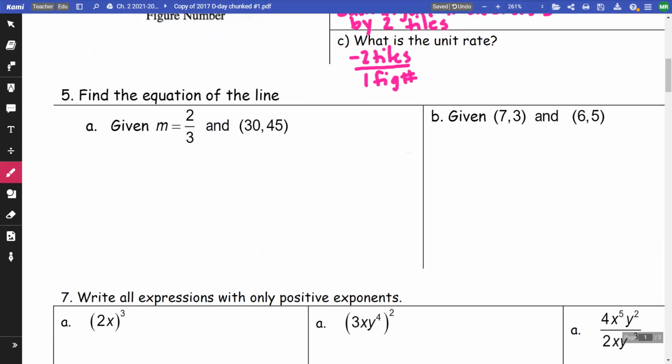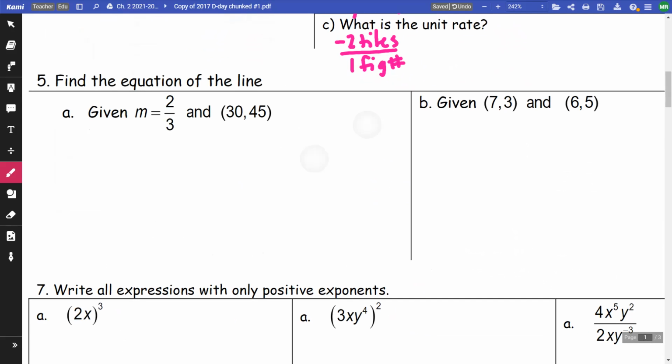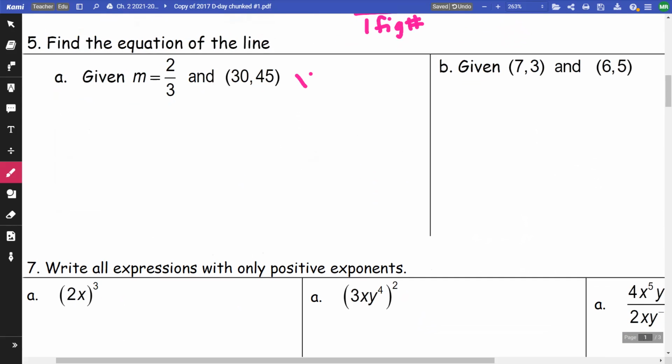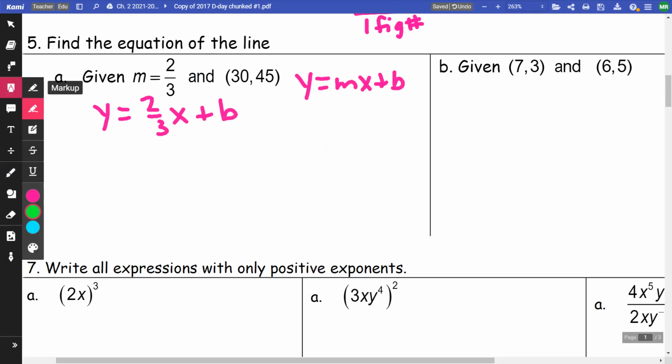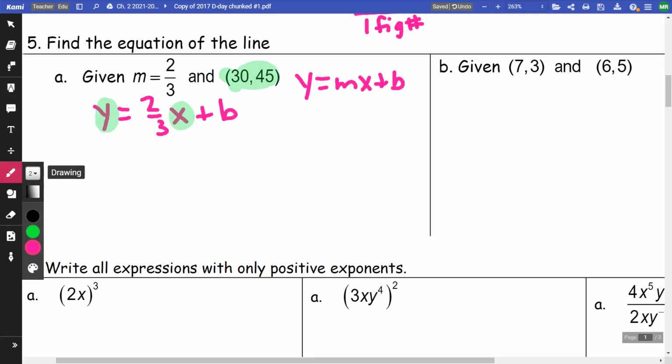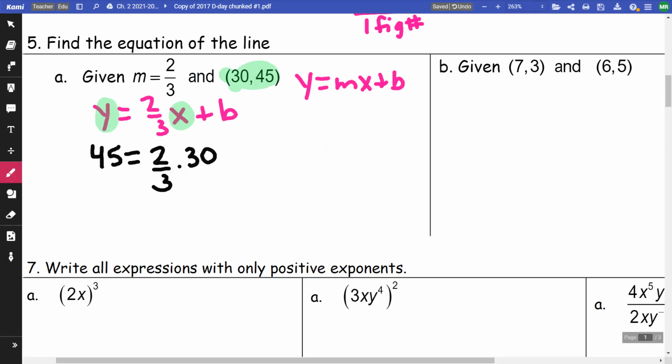Okay, on the next problem, find the equation of the line given the following. So remember, the equation of the line is y equals mx plus b. So I know my slope, so I know it's going to be y equals 2/3 x plus b. And then I'm going to put this (30, 45) in for my x and y. So I am going to have 45 is equal to 2/3 times my x, which is 30, plus b. And I'm going to put my 30 over 1.